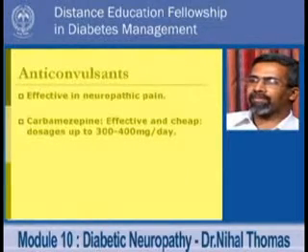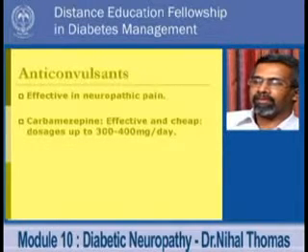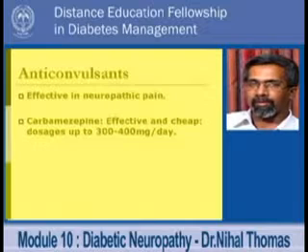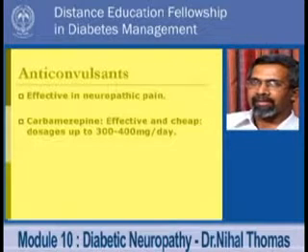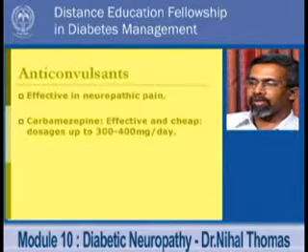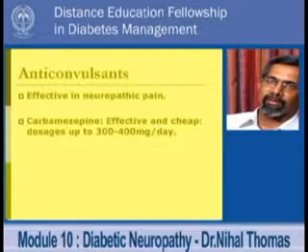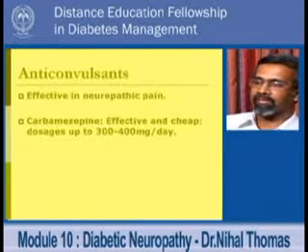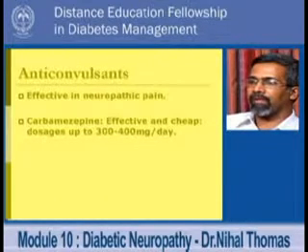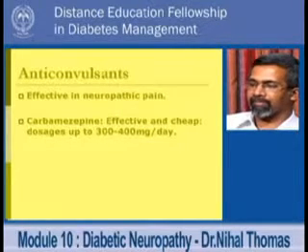The anticonvulsants are effective in neuropathic pain, and essentially they can be used particularly for the burning, tingling, electric shock types of pain. Carbamazepine is the cheapest effective drug, and the doses used are much smaller than those used for treating convulsions. Just about 100 milligrams thrice a day may be enough to control pain in some subjects.